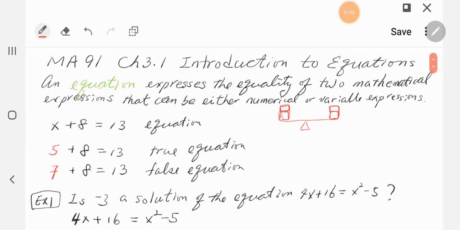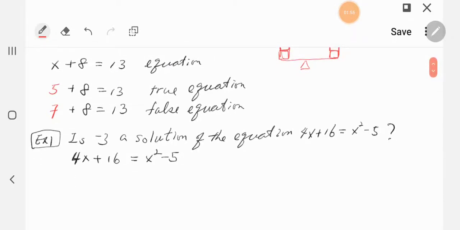So for this example 1, we are not finding x. We just want to check whether the equation is true or not. So is -3 the value of x? Is -3 a solution of the equation? The question means, solution means the value of x. So if the value of x is -3, will this -3 make the equation true?